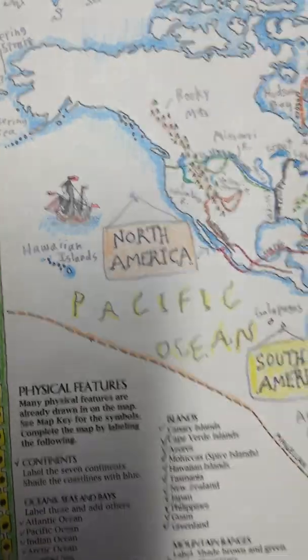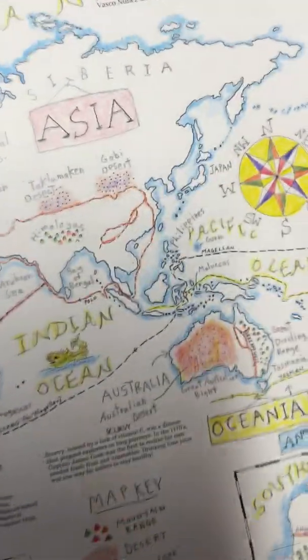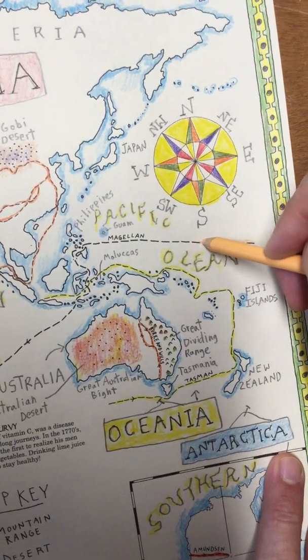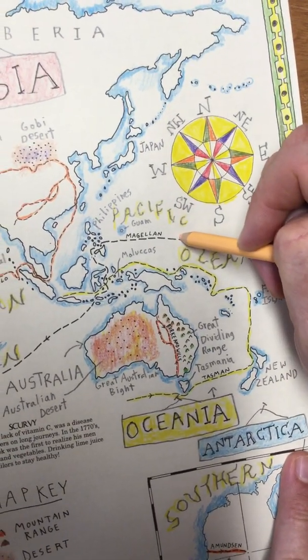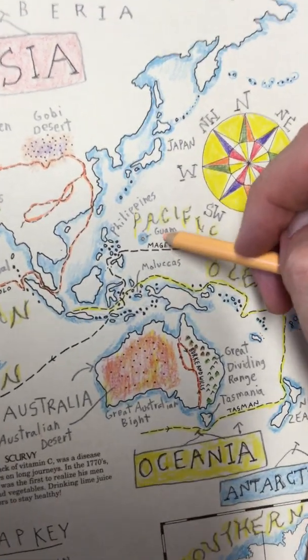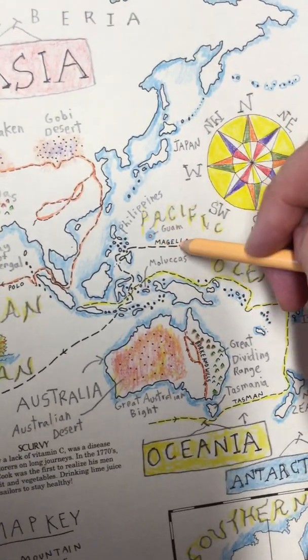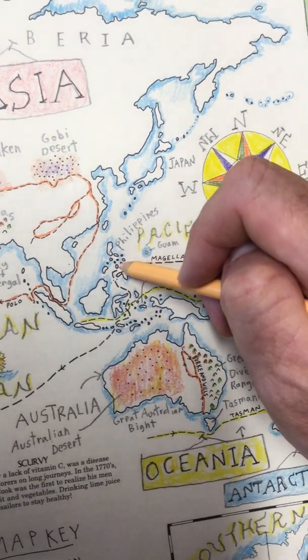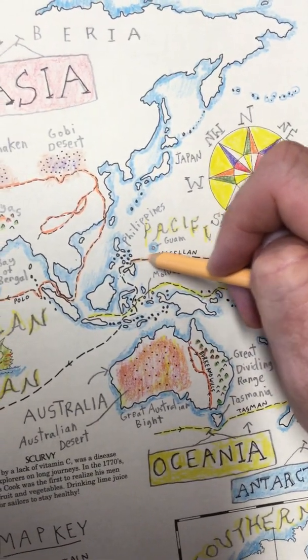Okay, and this is where he came out on the other side. This is Pacific on this side, and he sailed straight along, and I don't know if he stopped in any of these islands. Maybe he stopped in Guam, I'm not sure, but I know he ended up in the Philippines, and they stayed there in the Philippines for a little while.